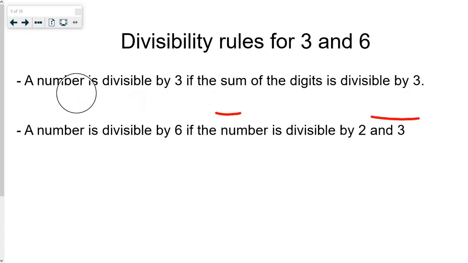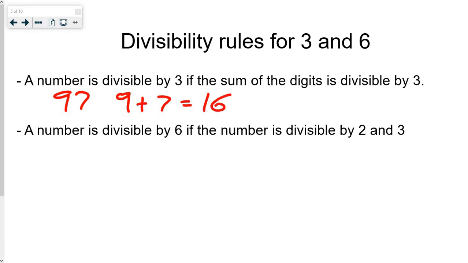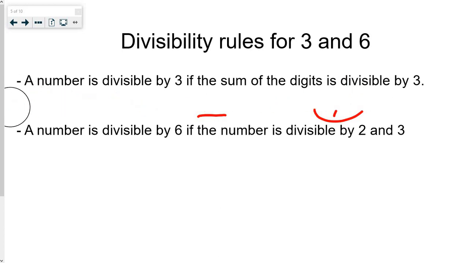If we took 97 and we add them up, 9 plus 7 equals 16. We know that that's not divisible by 3, or if we wanted to go one step further, 1 plus 6 equals 7, that's not divisible by 3. So if it adds up and is divisible by 3, then that's the divisibility rule for 3.